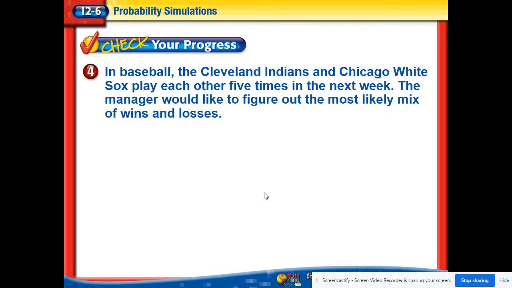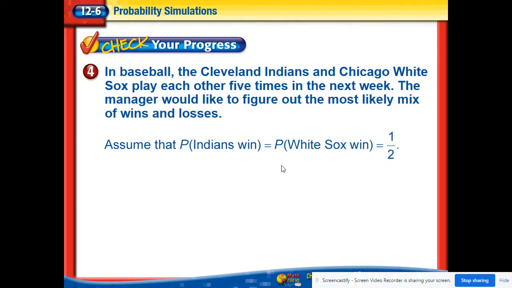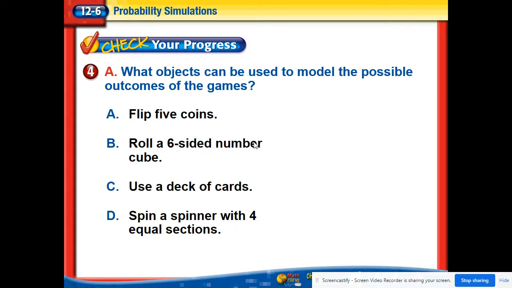All right, the Cleveland Indians and White Sox play each other 5 times in the next week. Let's say the probability of winning is half. They're just as good as each other. Find out the most likely mix of wins and losses. So how could we possibly simulate this?